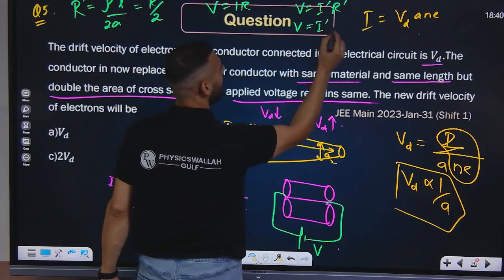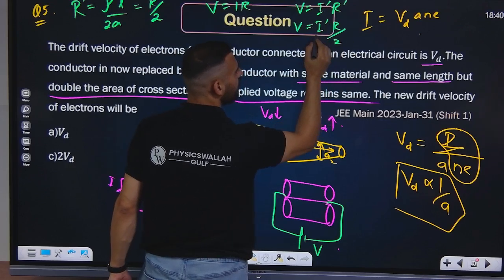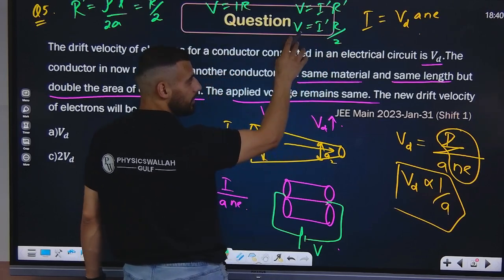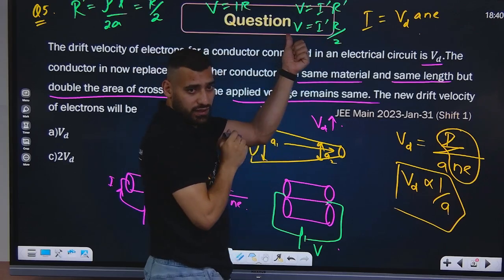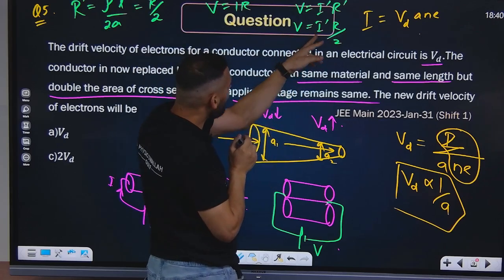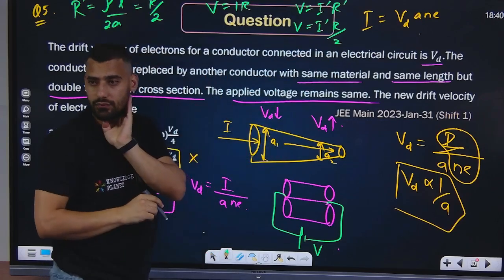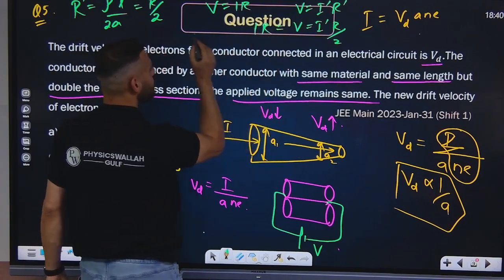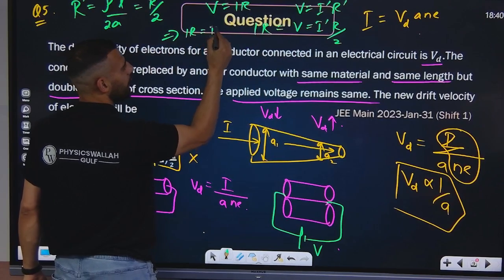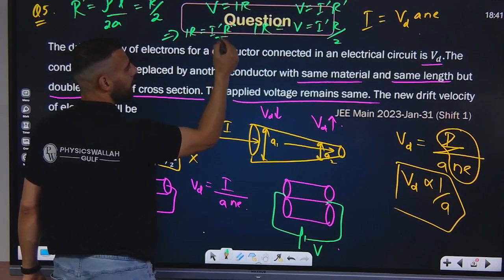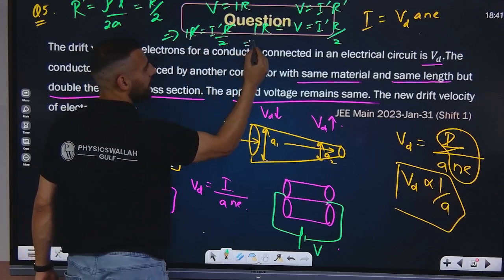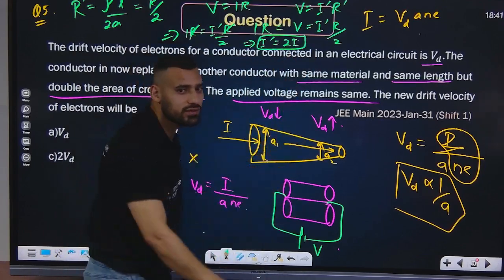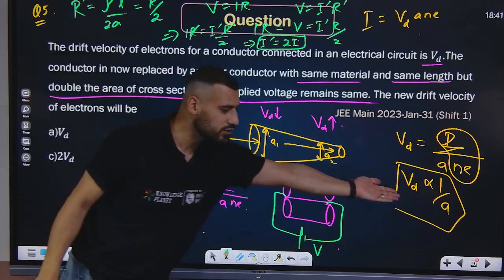R dash is R by 2, so V was equal to IR, and the product of these two again has to be V, right? So should I say that I dash should be 2 times I? Because the product has to be IR, so IR is equal to I dash R by 2. R and R cancel, which implies I dash is 2I. Is the current constant? Current is variable, therefore this concept is not valid.